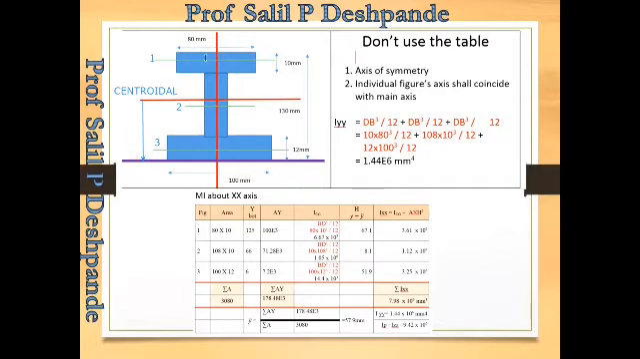So for these three figures, I have made a table. Figure number 1, 2, 3. For figure number 1, you calculate the area. For figure number 2, you calculate the area. For figure number 3, you calculate the area. Add all of them. As we have studied in mechanics, you can calculate the y from the bottom. So for figure number 1, this will be the value of y. For figure number 2, this will be the value of y. And for figure number 3, this will be the value of y.